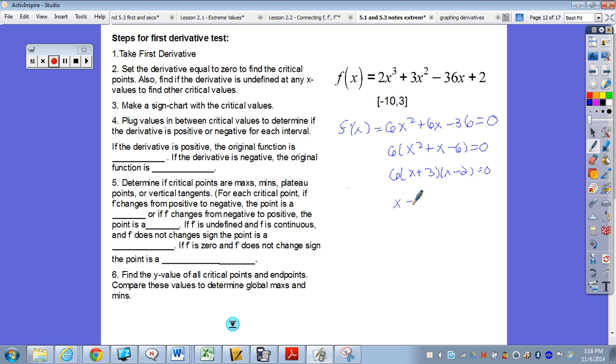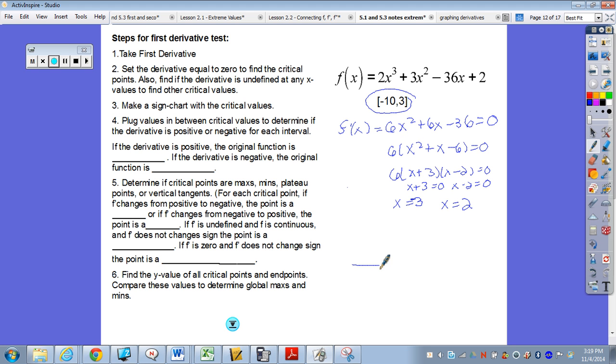And then I set every term within x equal to 0, so I don't have to worry about the 6 because there's not an x, and I get x is equal to negative 3 or x is equal to 2. Now this has a domain from negative 10 to 3, so make sure both values are in your domain. If not, then cross it out. But negative 3 and 2 are both in this domain. So then it says make a sign chart with the critical values.